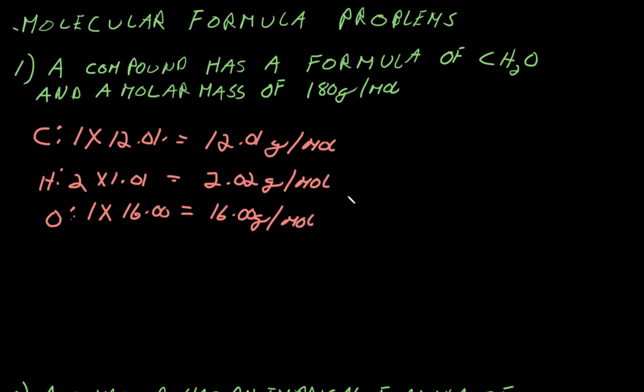So we want to find the total here. So if we go ahead and find the total on this, 12 and 16 is going to be 28.01. So it looks like it's going to be 30 plus the 2.02. So we're going to end up with a total of 30.3 grams per mole.